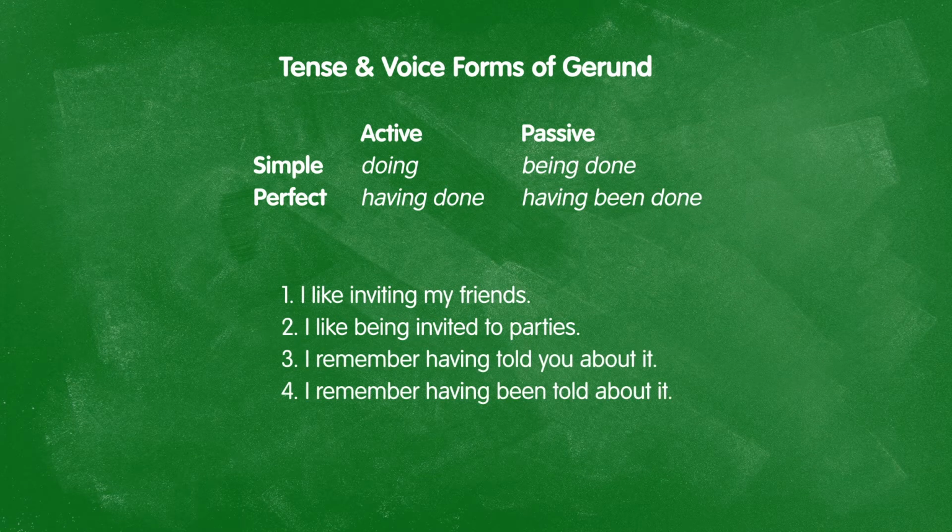For the active simple, I like inviting my friends. But for the passive simple, I like being invited to parties. I myself like to be invited by other people. And in the perfect forms, I remember having told you about it. And I remember having been told about it. The difference here is that in the second, I, the subject, was told.